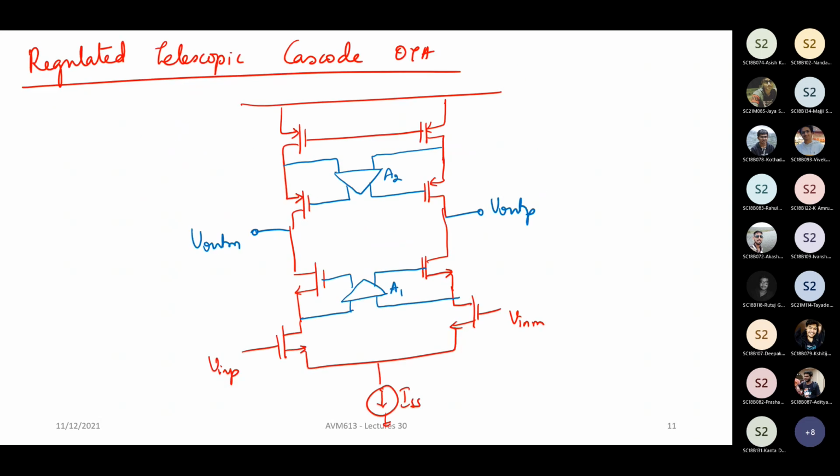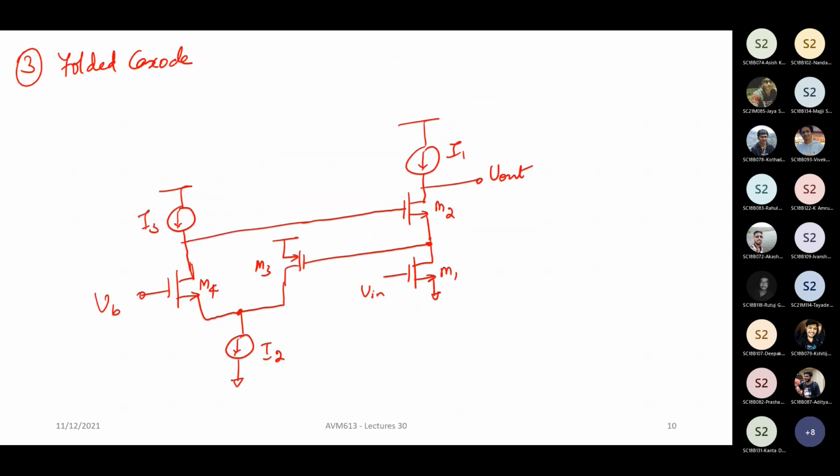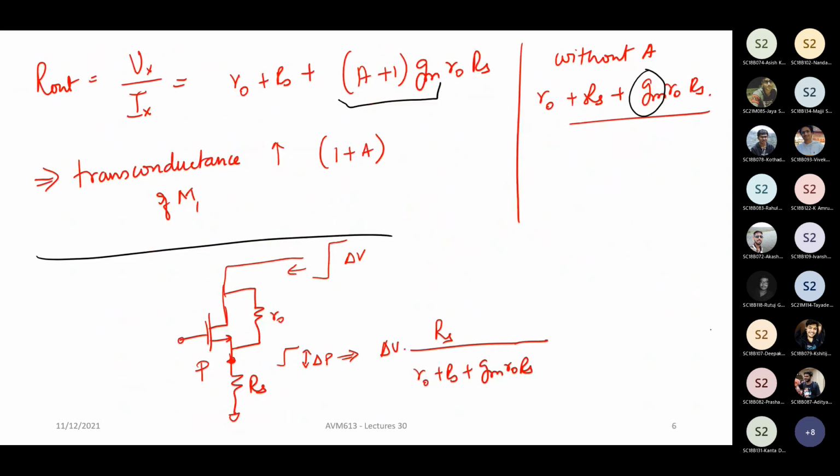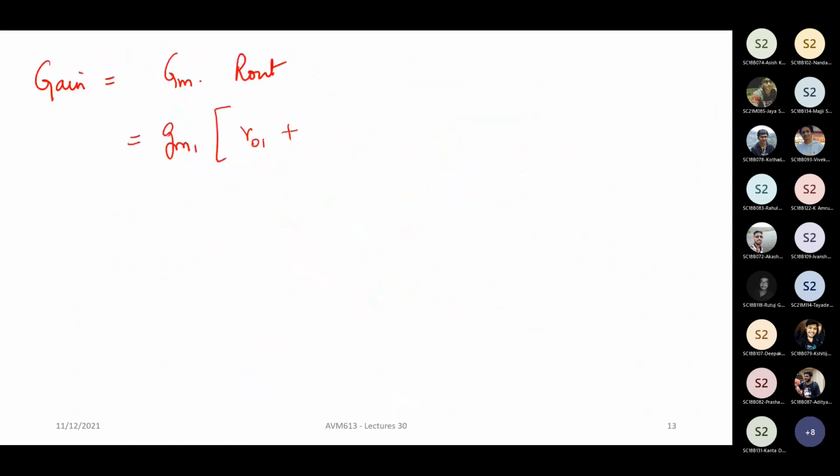And then what is the gain here? The output impedance is going to be, let's say, R01 plus R02, right? Multiplied by, so we looked at this input impedance, right? The output impedance that we derived here becomes R0 plus RS plus GM, (A plus 1) times GM times R0 into RS. So basically the same thing you would get here.